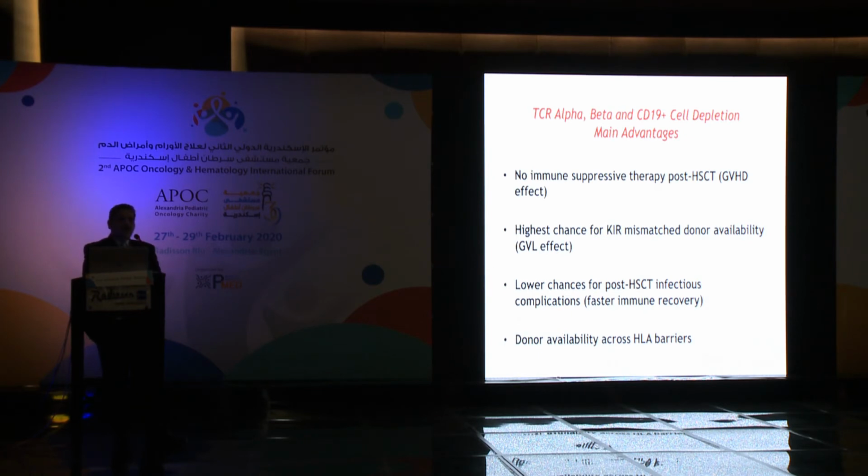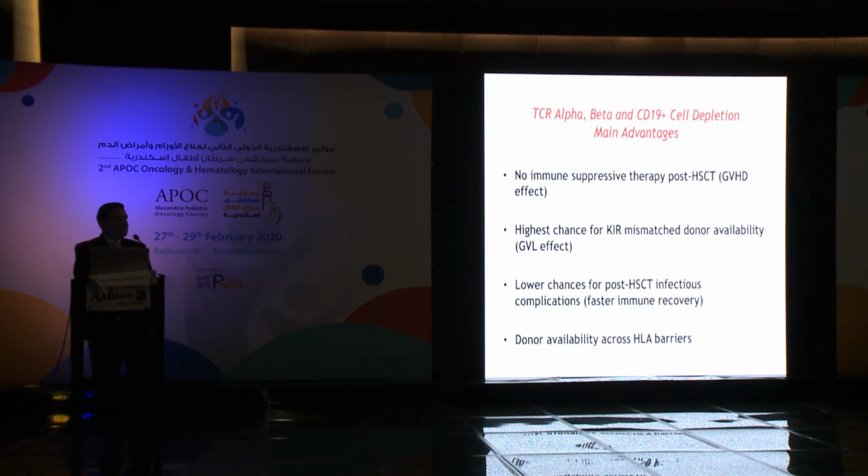If you do a TCR alpha beta with CD19 depletion, the main advantage of this approach for the graft is there is no immunosuppressive therapy post-transplantation. Basically, you eliminate the graft versus host disease effect or possibility. There is no need for immunosuppression post-transplantation, and you do not need to maintain patients on immunosuppression or cyclosporin or any immune drug level monitoring post-transplantation.